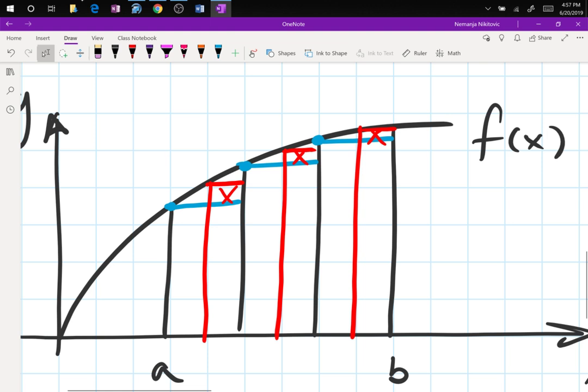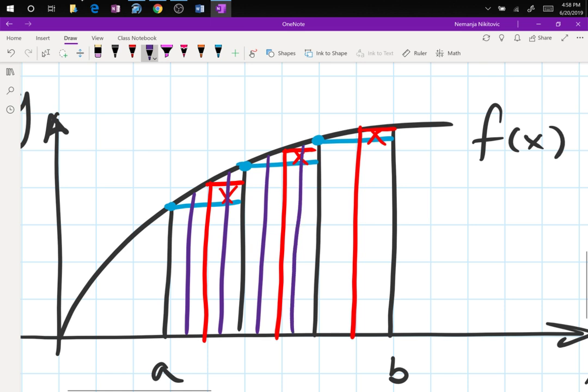Now, can I make this better? Well, the answer is obviously yes. Because now if I go in and I divide each one of these, let's say in half, by adding even more rectangles.